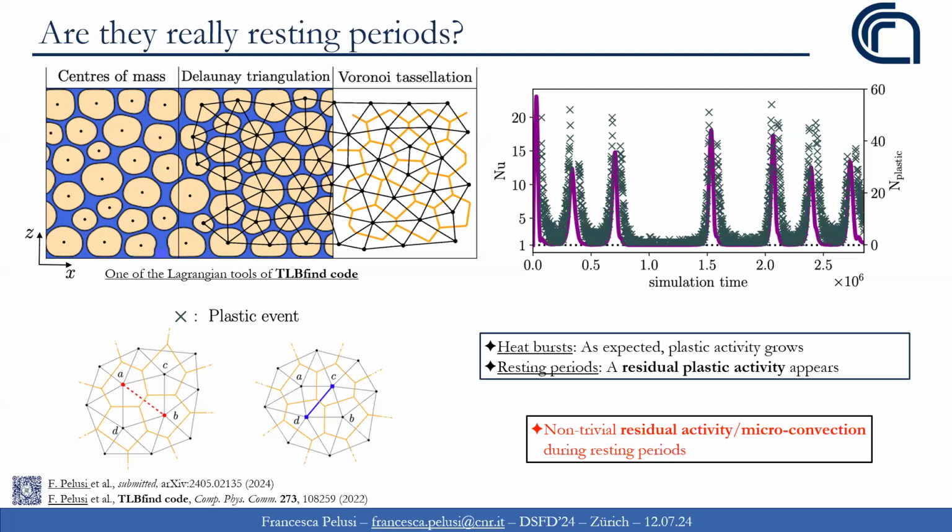So in order to investigate why this restart is possible, we use one of the Lagrangian tools available in TLBfind that allows us to identify the center of mass of each droplet and build the Delaunay triangulation. By knowing every link between the droplets, we can detect the so-called plastic event, that is a topological rearrangement or a neighbor switching, anytime one link between two droplets shrinks up to disappear, and then a new one appears, as in this case.